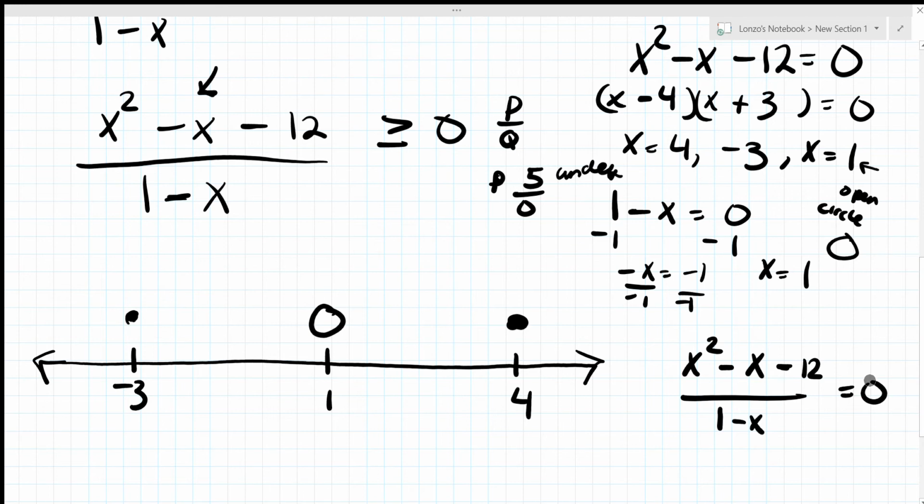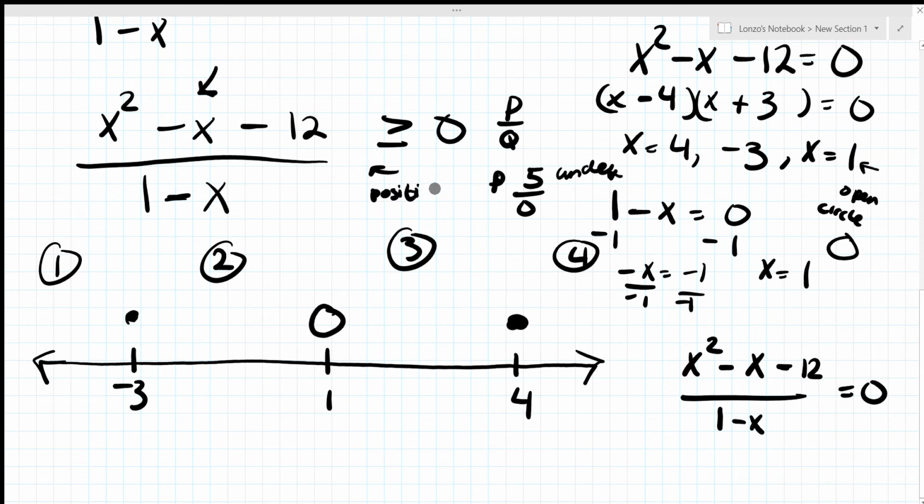So remember, the equation form is when it's equal to 0, and then the inequality form is when there's a greater than or less than or equal to. Okay, so how many parts do I have? Part 1 is from -∞ to -3. Part 2 is from -3 to 1, part 3 is from 1 to 4, and part 4 is from 4 to infinity. Now, notice that it's greater than or equal to. We only care about positive numbers. So keep that in mind when we do the test point.